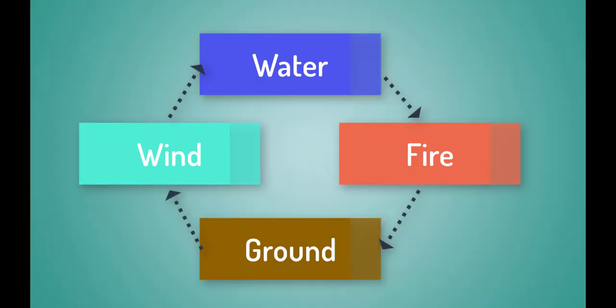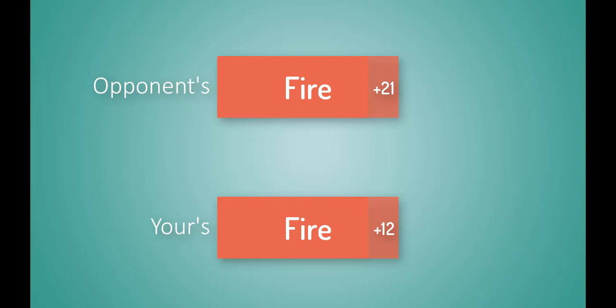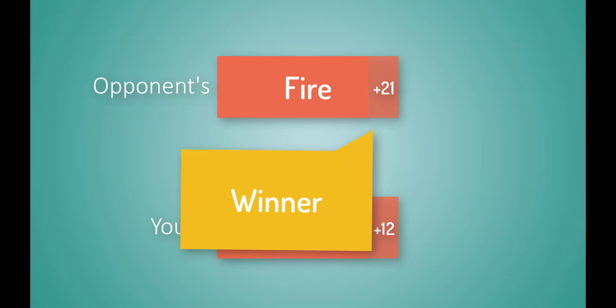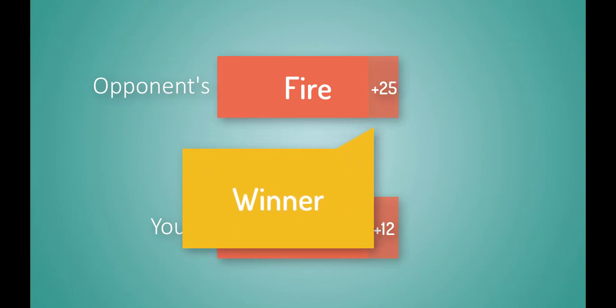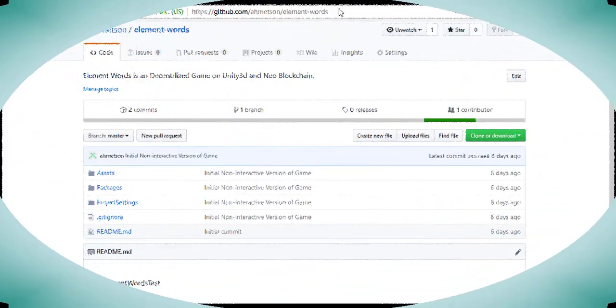You win when the element of your word surpasses the element of the word of your opponent, and you lose if the element of the opponent's word overcomes yours. If the elements of the words are the same, then the one with the greater value of the word will win. The value of the word increases as the word wins over others in battles.